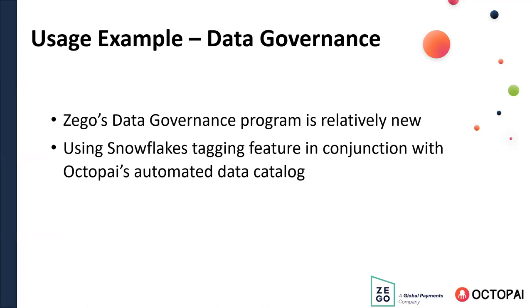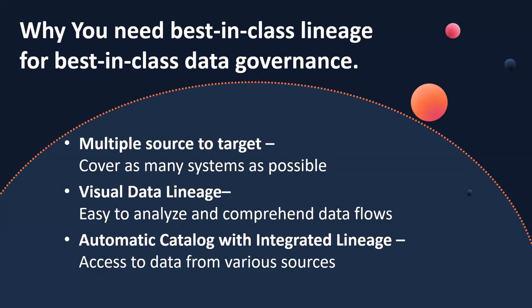We used Snowflake's tagging mechanism to tag the data, and we're using Octopi now to see where the sensitive data lands in the conformed layer. And then we're applying masking policies using Octopi's data lineage to ensure that the appropriate departments don't see data that they're not privy to. Great. So thank you for sharing that with us, Anil.